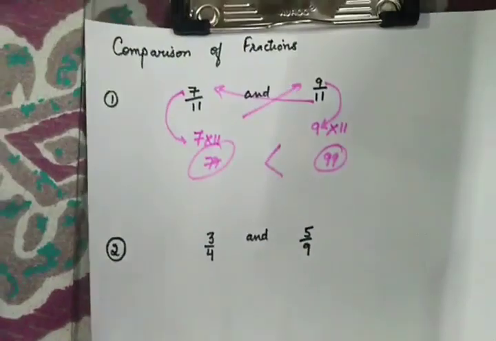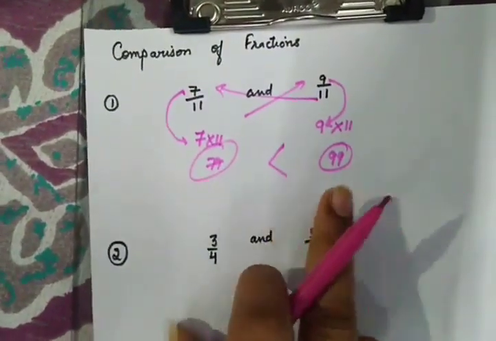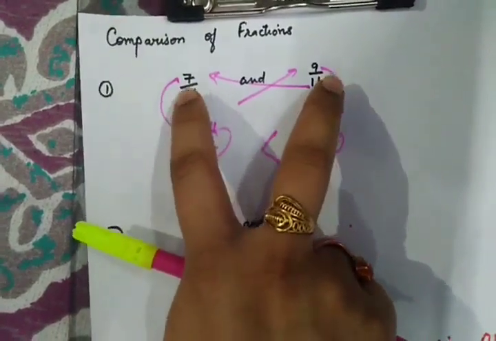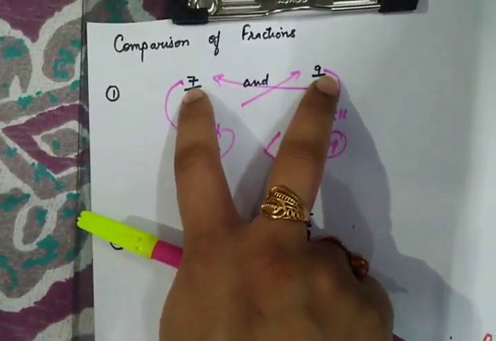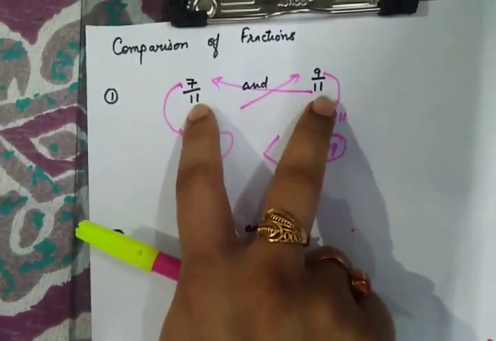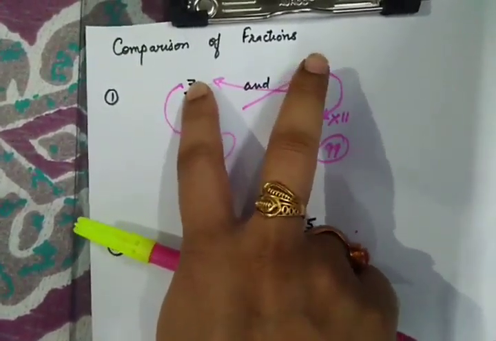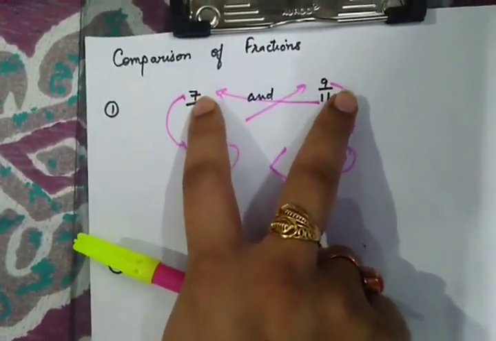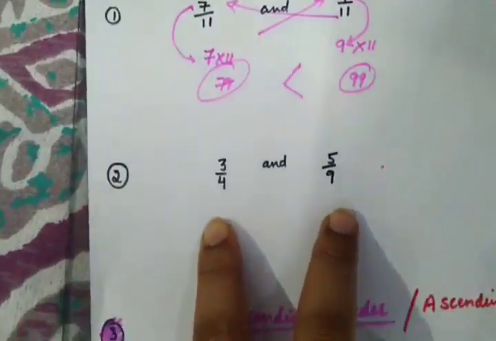By the way, this question could have been done without solving also, because when the denominators are same, we can only check the numerator and tell which one is bigger. If the denominators are same, just check the numerator part and you can find out which side is bigger. Okay, see the next question, 3 by 4 and 5 by 9.